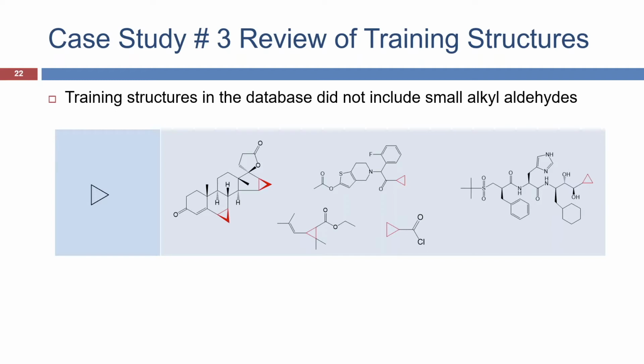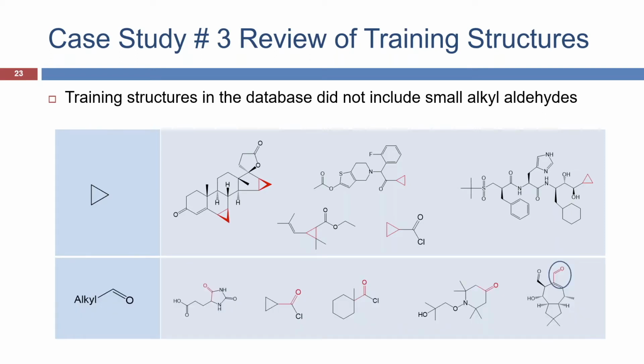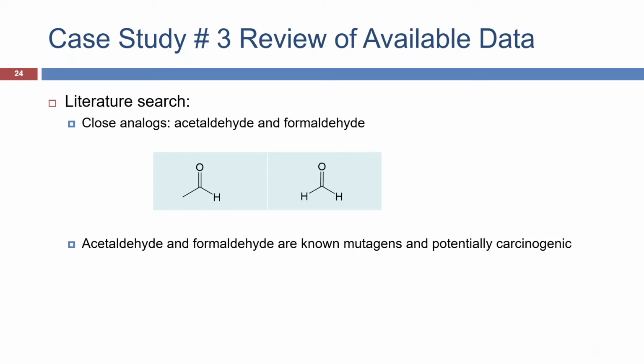So looking at the training structures, we find that the piece, which is the cyclopropane, is present in several structures in the database, as well as the carbonyl alkyl. But one thing that was noticed was that even though there were different structures, the ones that have an aldehyde itself were big structures. There was definitely a bigger group than our cyclopropylaldehyde. Comparing this with some literature search, we found that close analogs like acetaldehyde and formaldehyde, which are very small aldehydes, were known mutagens and potentially carcinogenic.